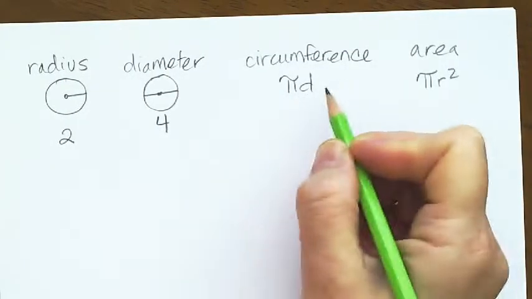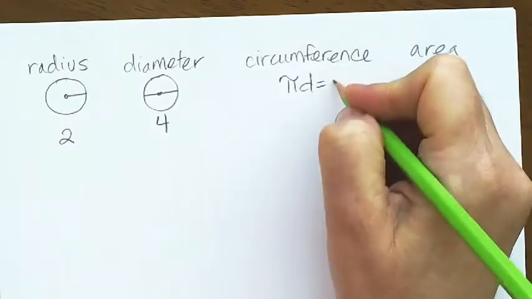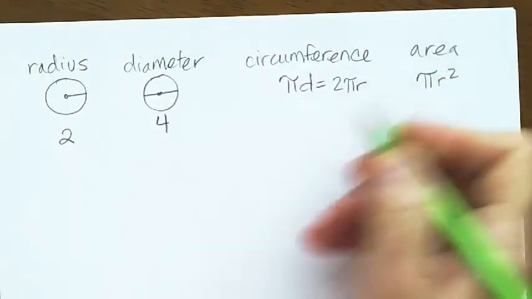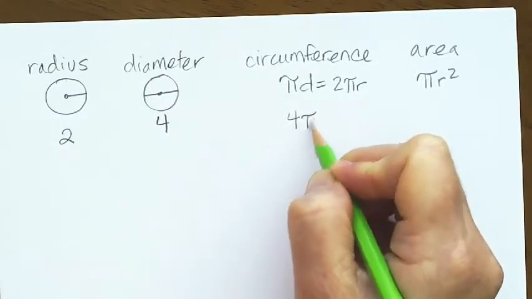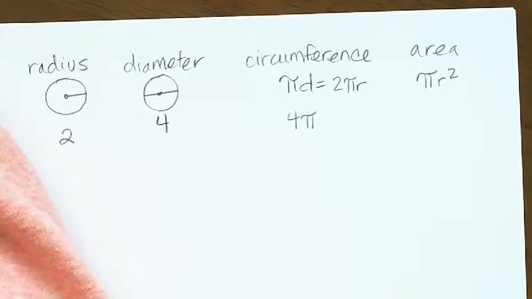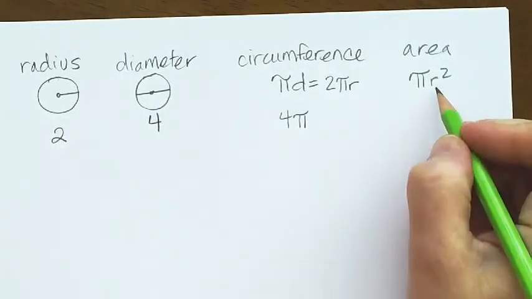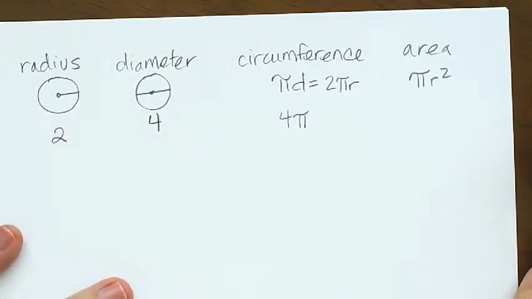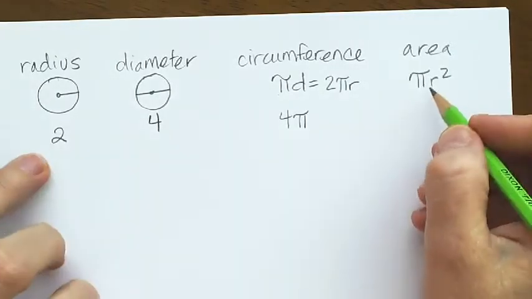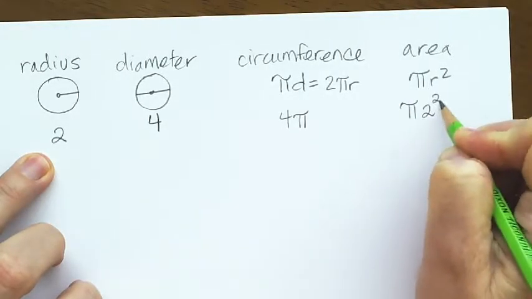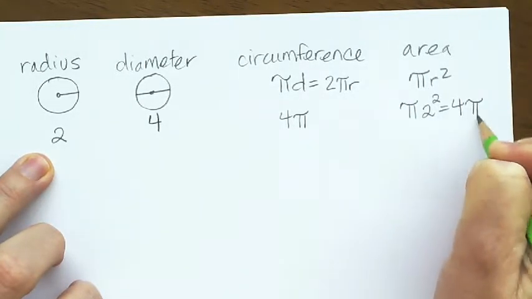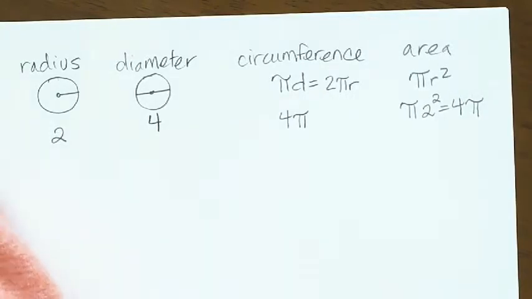Circumference is pi times diameter, or you may have learned it in middle school as 2 pi r, would be pi times 4. Now normally you type in the 4 first. You put the 4 first when you're writing an answer in terms of pi. And then the area for a radius of 2 happens to be the same as the circumference, because if I do pi times 2 squared, that's going to also give me 4 pi. But that's the only circle where the circumference and the area are the same.